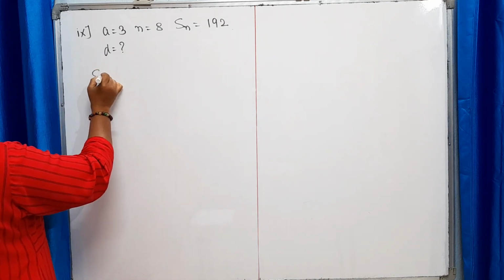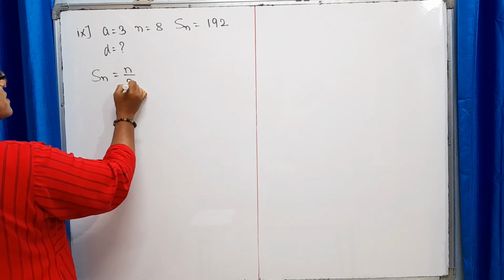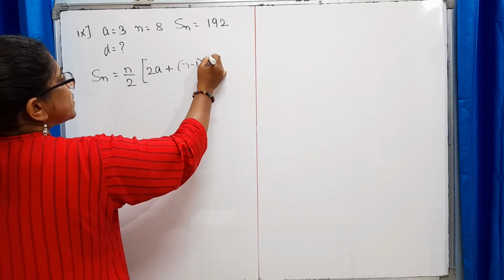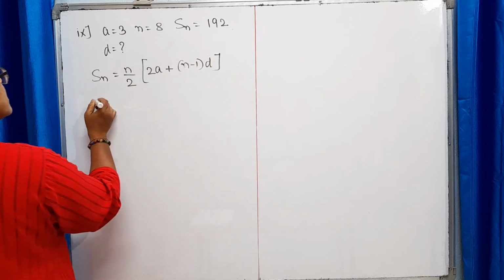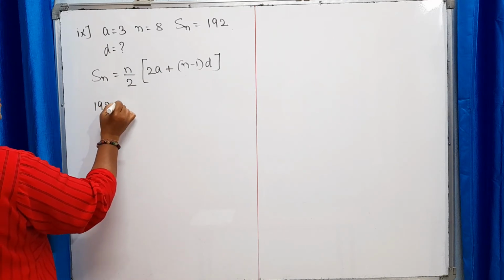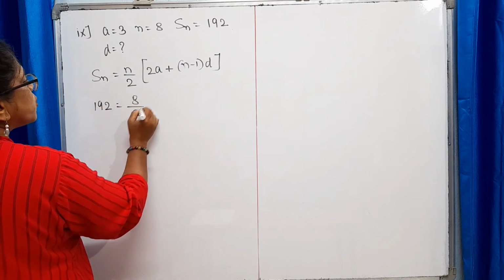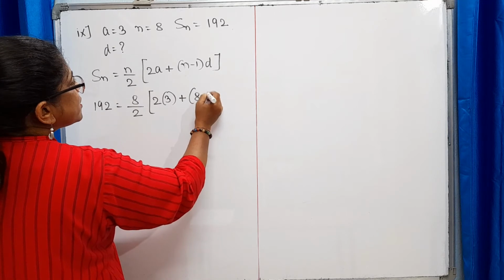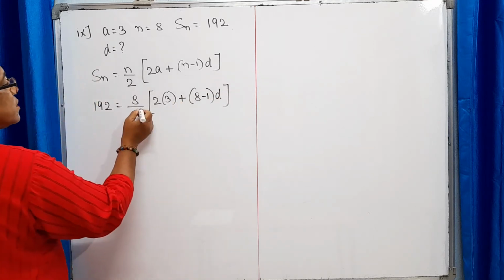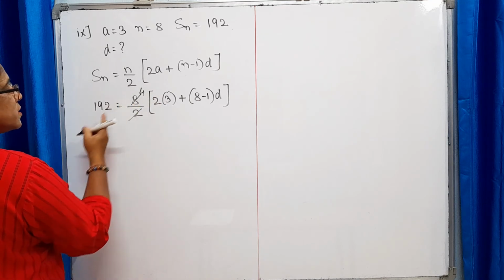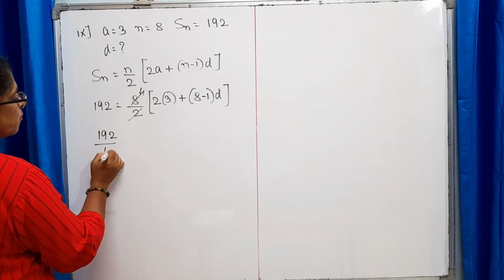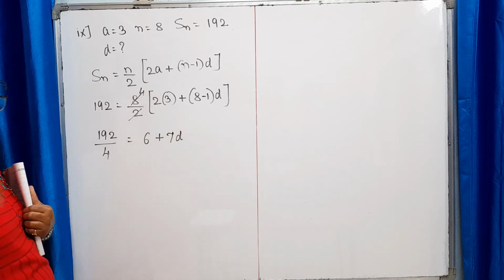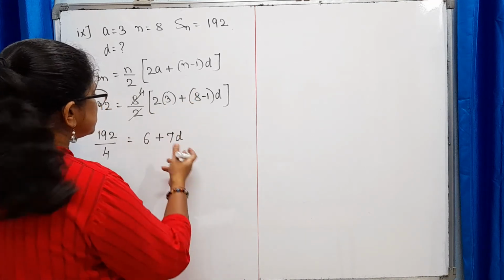Here, let's start with our Sn formula. Sn is n upon 2 into the bracket 2a plus n minus 1 into d. Sn, it's 192. n, it's 8 upon 2 into the bracket 2 into 3 plus 8 minus 1 into d. Fine. 2 ones are 2, 4. 8 minus 1 is 7. 2 3s are 6. 7 into d is 7d.